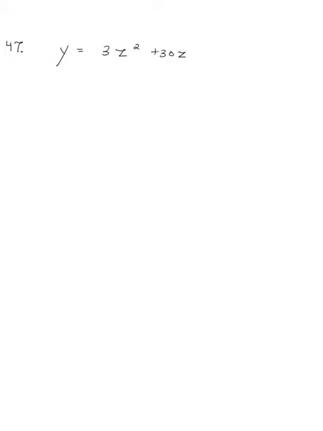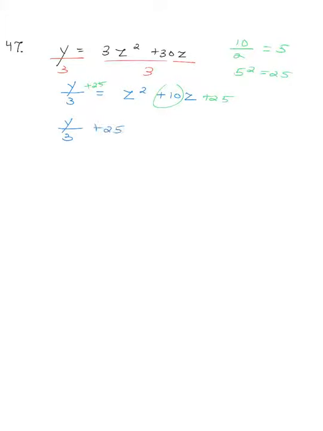So for this one, I don't have to add or subtract anything to both sides, but I can divide both sides by 3. In doing so, I get y over 3 is equal to z squared plus 10z. I now take this 10, take half of it, and square it, which gives me 25. This is what I add to both sides. I get y over 3 plus 25 is equal to, this has got to be z plus 5 squared. I will then subtract 25 from both sides, and then multiply both sides by 3.